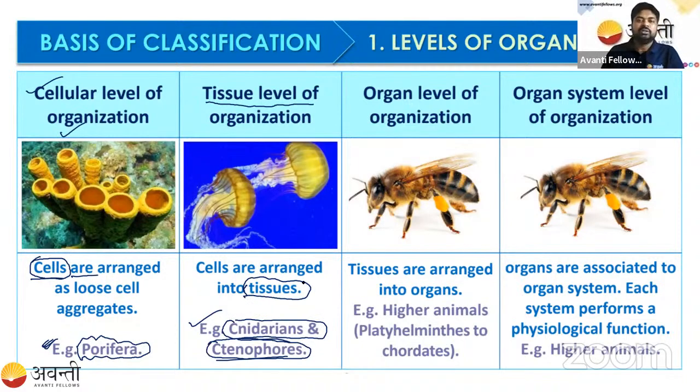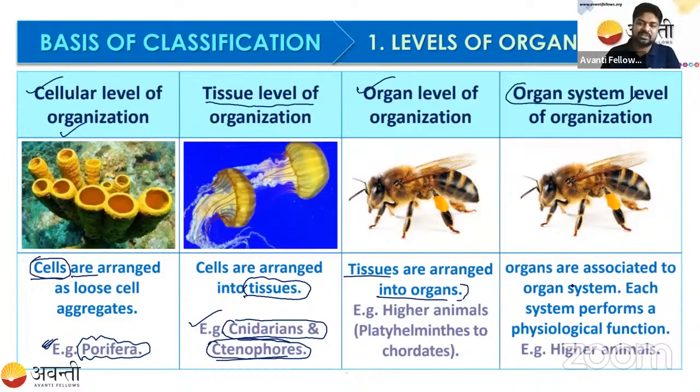Next one is the organ level organization. So here you can see when tissues are arranged, they develop into organs. For example, some higher animals, like platyhelminthes. Next one is the organ system level organization.